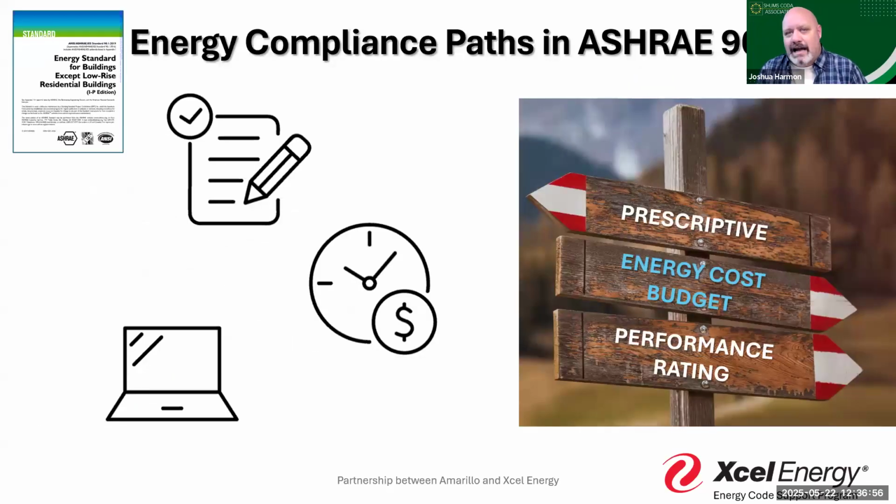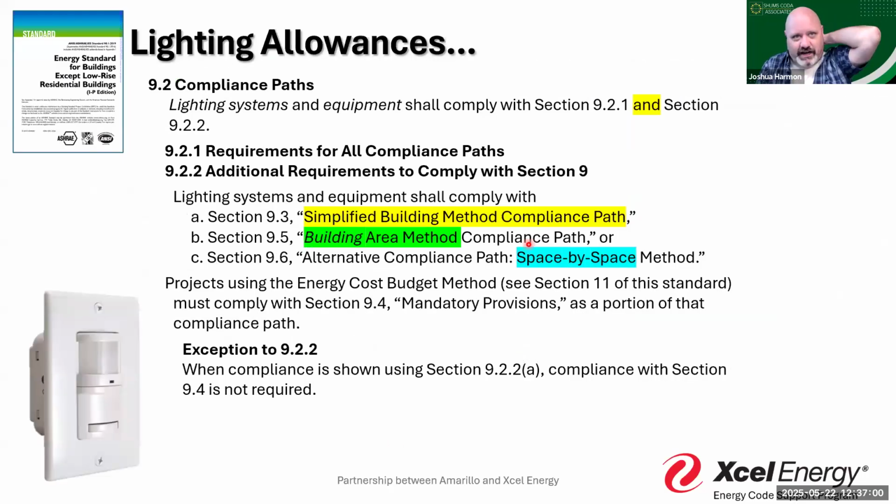If I compare this to ASHRAE, and again, I know we talked a little bit about ASHRAE. ASHRAE has 3 ways to check it out, right? IECC says building area, space by space. ASHRAE says simplified method, building area method, or space by space method. I'll show these real quick and by example. They're almost identical. Let's put it that way.